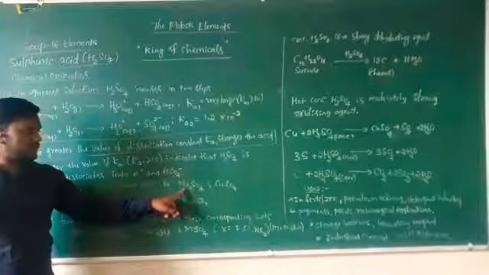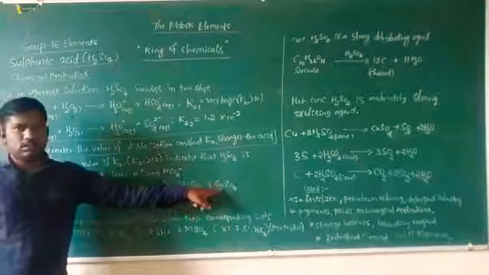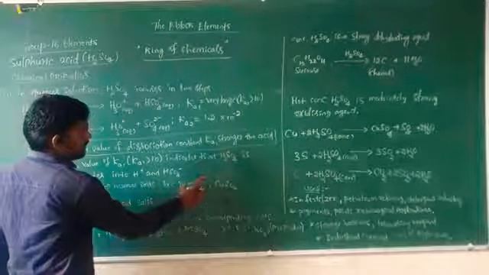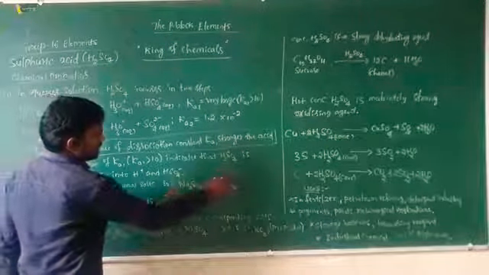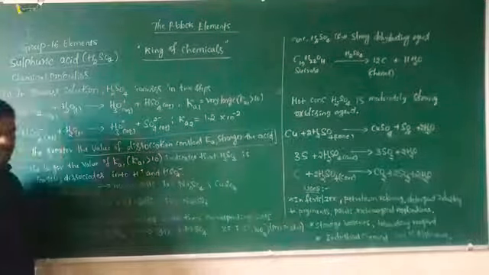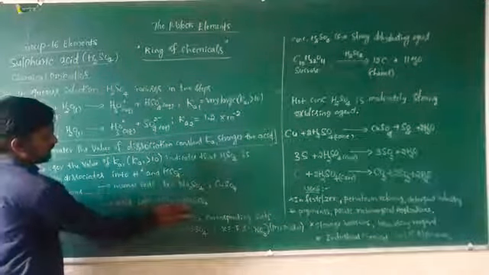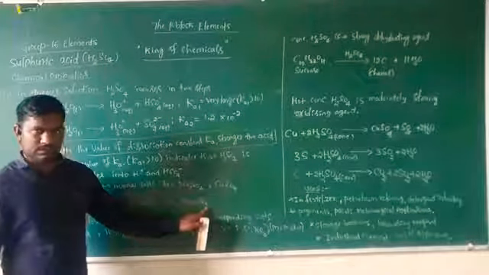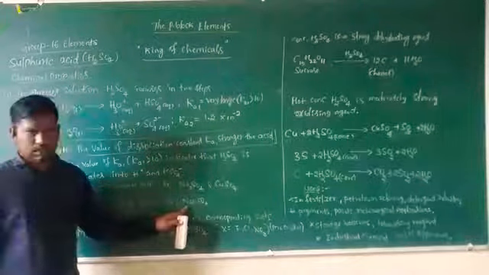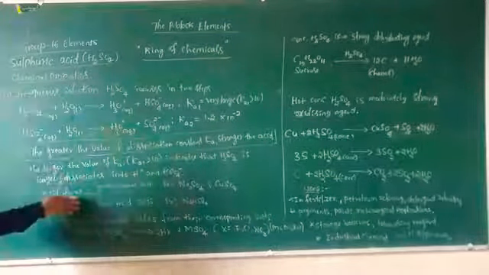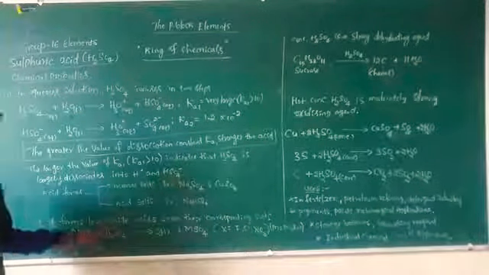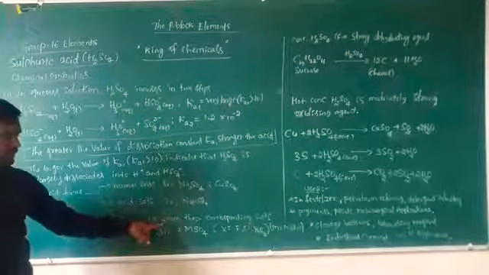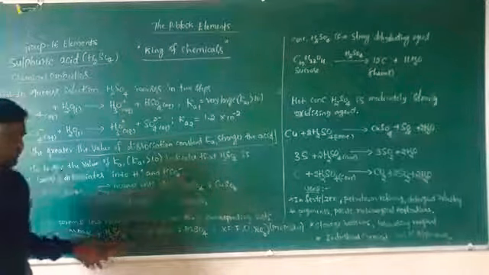Normal salts like sodium sulfate and copper sulfate: Na plus SO4 2 minus, Cu2 plus SO4 2 minus. Acid salts: NaHSO4, Na plus HSO4 minus. Because of this, sulfuric acid has low volatility, so it forms volatile acids from their corresponding salts.